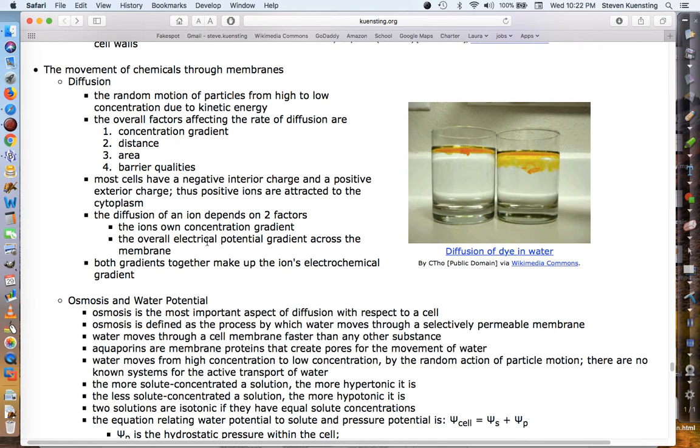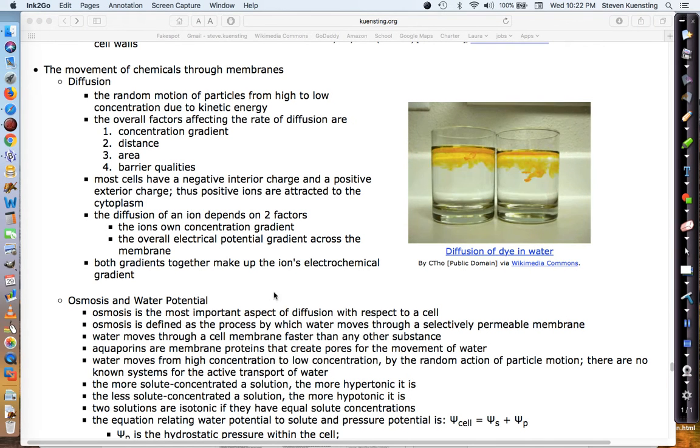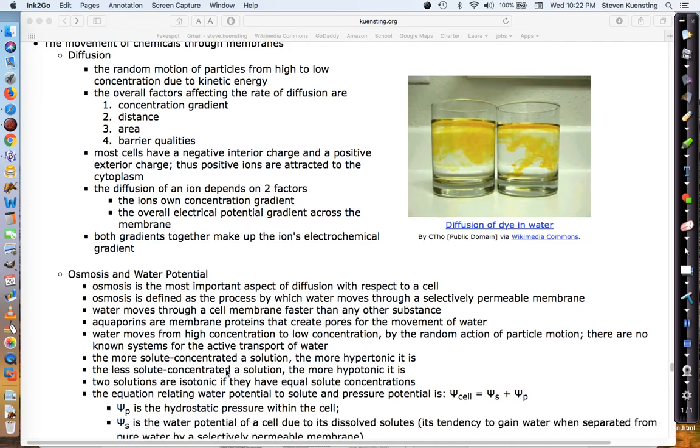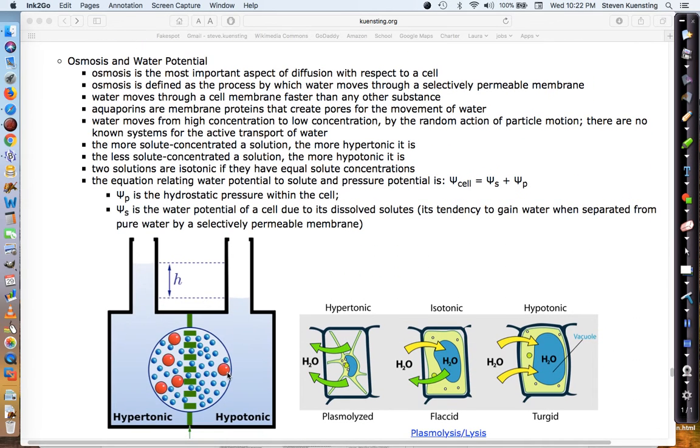That's called an electrochemical gradient or an electrical potential gradient. So ions always have two gradients, the concentration gradient and the electrical potential gradient. And both of those have to be considered to figure out whether an ion is going to go through a membrane. Let's see. Water is a tricky thing. Water molecules are really small, and there are special proteins in the membrane of cells called aquaporins to help water move through the membrane.